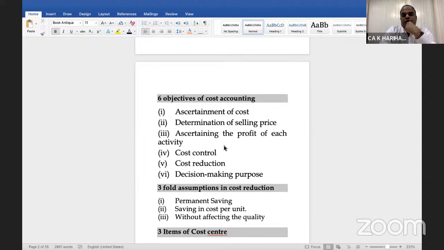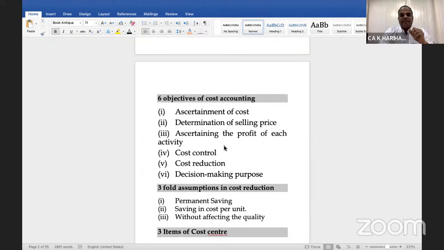Then, without knowing cost, we can't reduce the cost or control the cost. So the next objective is cost reduction and cost control. And the last one is for decision-making purpose. These are all the 6 objectives of costing: ascertainment of cost, determination of selling price, ascertainment of profit, cost control, cost reduction, and decision-making purpose.